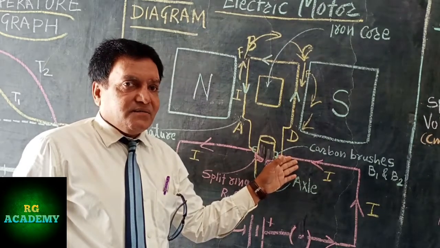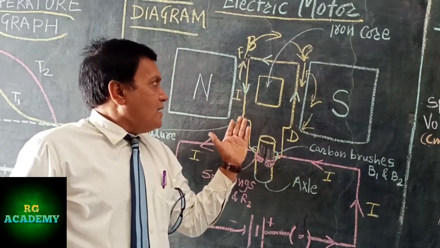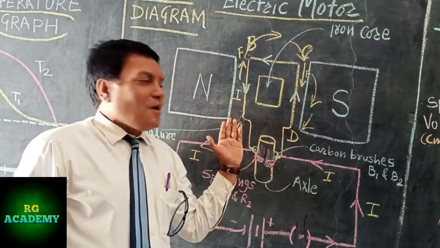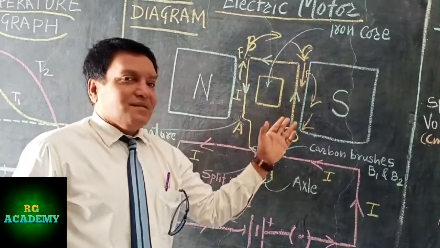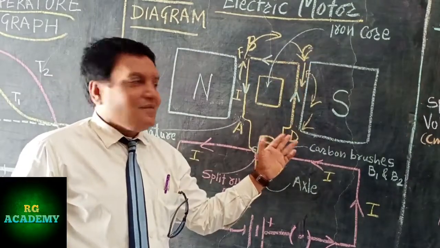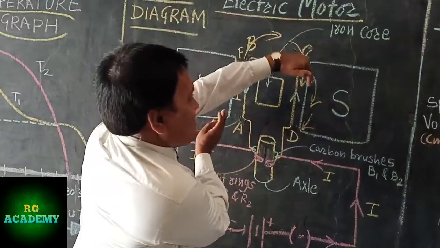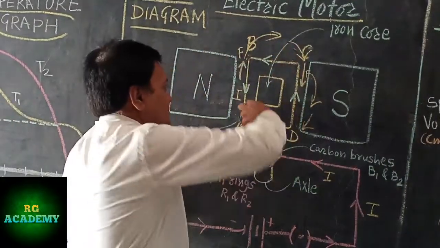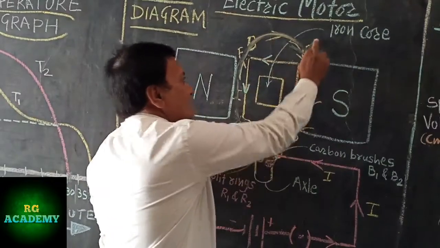Have you understood? Current is flowing from B to A, so the force will be from A to B. Here current is flowing from B to C, so the force will be from C to D. In this direction, this will rotate the coil in the clockwise direction, in this way.